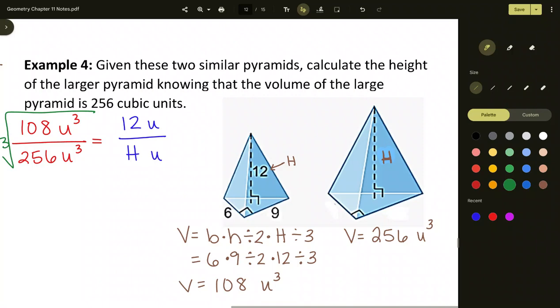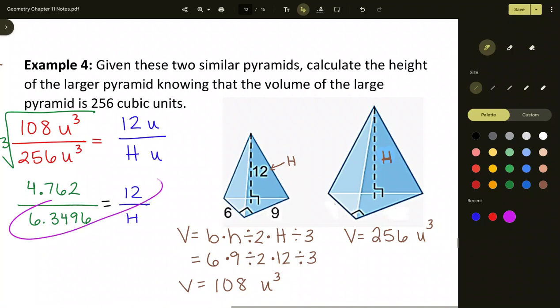So I'm going to do my buttons for cube root 108. Oh dear, it comes out to a terrible decimal. But you know what? I'm going to give it a try. 4.762, we'll say. And then I'm going to do the cube root of 256. Ugh, 6.3496. I did one extra decimal there because then I didn't have to round it weird. All right, then I've got 12 over here and H, and then we'll cross multiply.